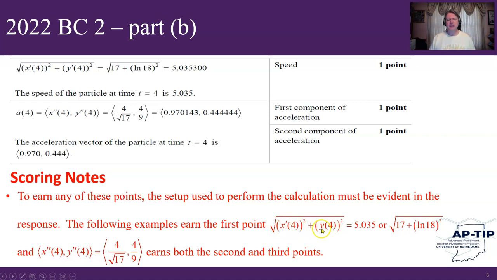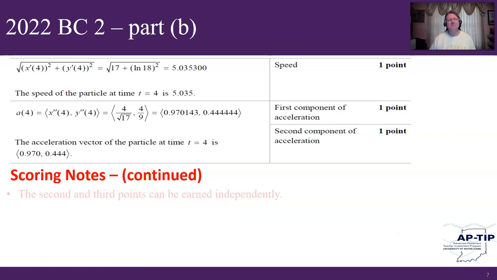So if the student goes straight from here to an answer, to their decimal value or an unsimplified value, that would be perfectly acceptable. Now, as far as the acceleration, we would take simply the x double prime, comma, y double prime presented in some kind of a vector environment, and that would be allowed to earn both the second and the third points. We'll talk a little bit about the notation of the vector environment in just a moment. So the second and third points, obviously they can be earned independently, right? They're pretty much two separate things in terms of finding the x component and finding the y component.